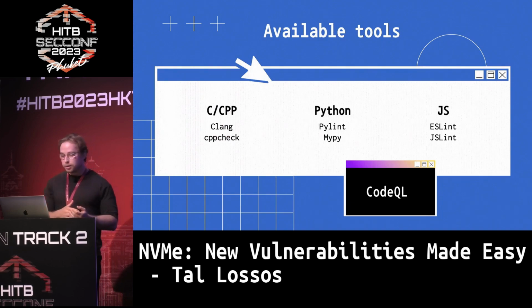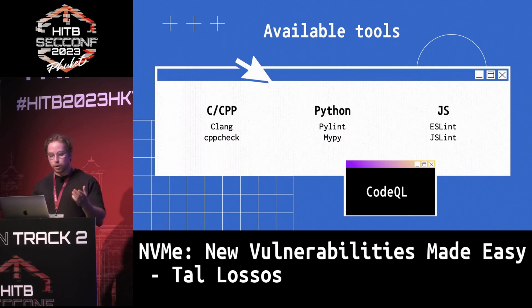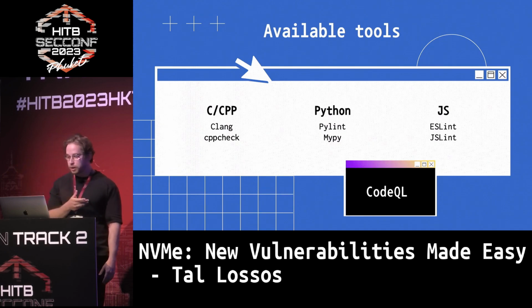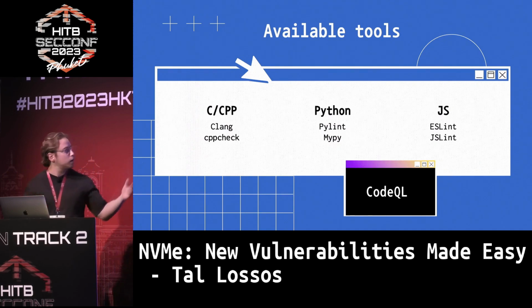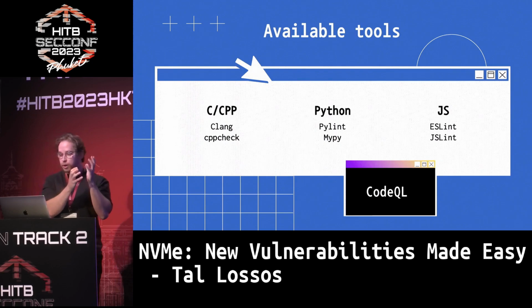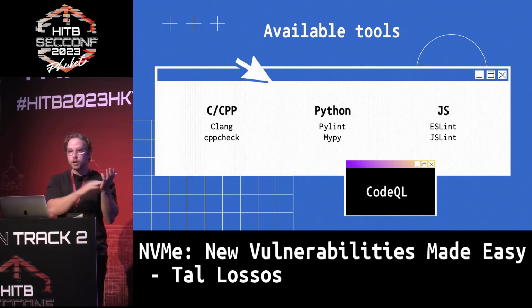So, for example, if you're reviewing some C code base, you can use Clang's static code analysis or CPPcheck. And if you're reviewing Python, you can use PyLint, MyPy; for JavaScript, ESLint, JSLint. And of course I had to mention CodeQL here, but CodeQL is a bit different from static code analysis because it's more focused on the query language itself, and not just giving me some compiled binary that will statically analyze my source code.